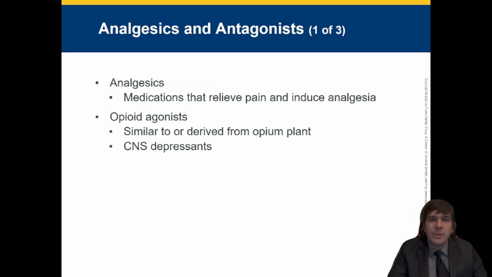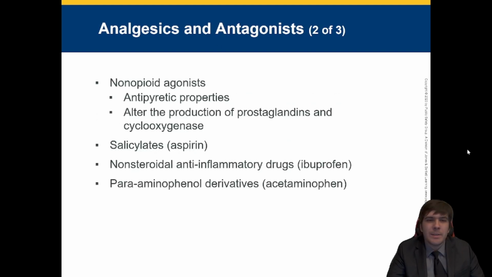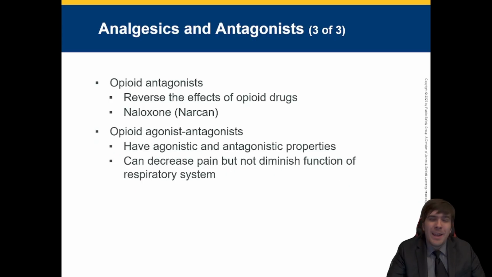Oh boy, analgesics and antagonists. Analgesics are medications that relieve pain and induce analgesia. Opioid agonists are similar to or derived from the opium plant. Morphine, codeine, and CNS depressants. So let's talk about some non-opioid agonists. They will have some antipyretic properties, and they alter the production of prostaglandins and cyclooxygenase. Salicylates like aspirin. We have NSAIDs like ibuprofen, para-aminophenol derivatives like acetaminophen, and let's talk about some opioid antagonists.